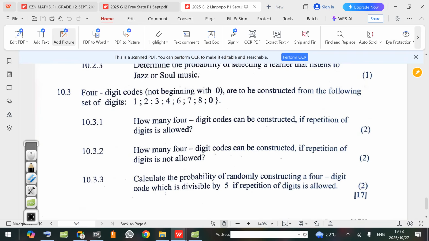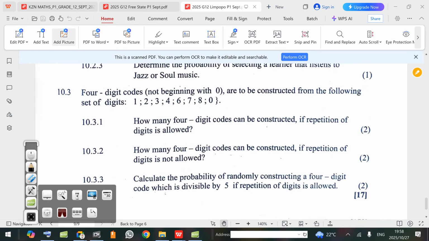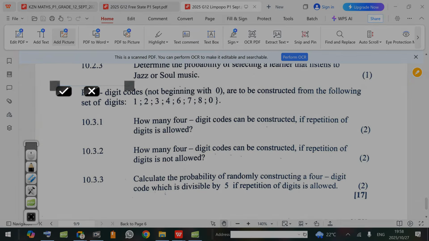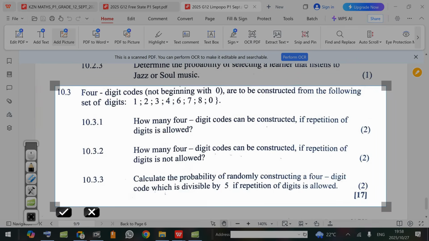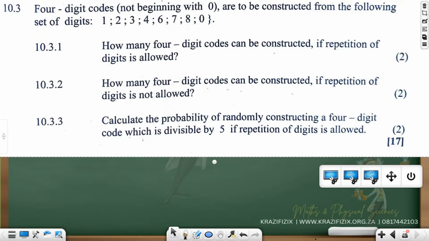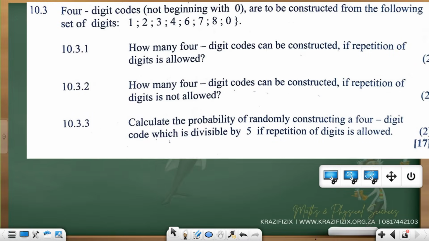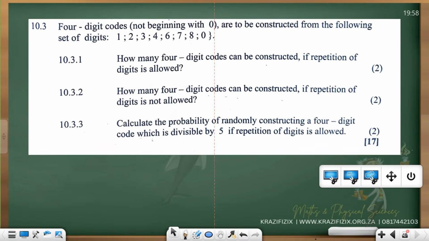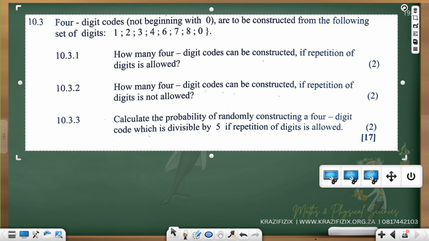Okay, come, let's try this one before we shut down. I hope, guys, it's been quite productive for you. Let's try this together. 4-digit codes, not beginning with a 0. They're very specific on this one. They are to be constructed from the following set of digits. Although there's a 0 there, they're saying it must not start with a 0. How many 4-digit codes can be constructed if repetition of digits is allowed?